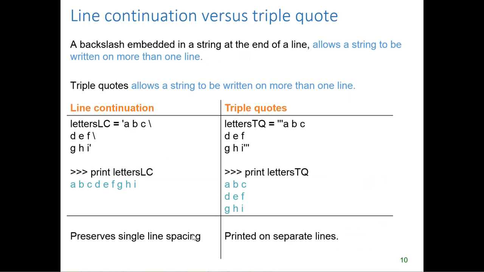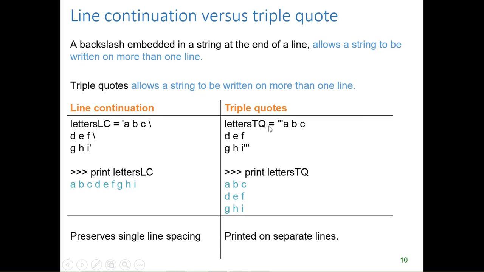So what's the difference between line continuation and triple quotes? They both allow a string to be written on more than one line. These examples show the difference in what you're getting. If you use line continuation, you're preserving the line spacing so that it's considered an all one line string. If you use the triple quotes, you would use that when you want to actually have the output be printed on separate lines or be returned on separate lines.